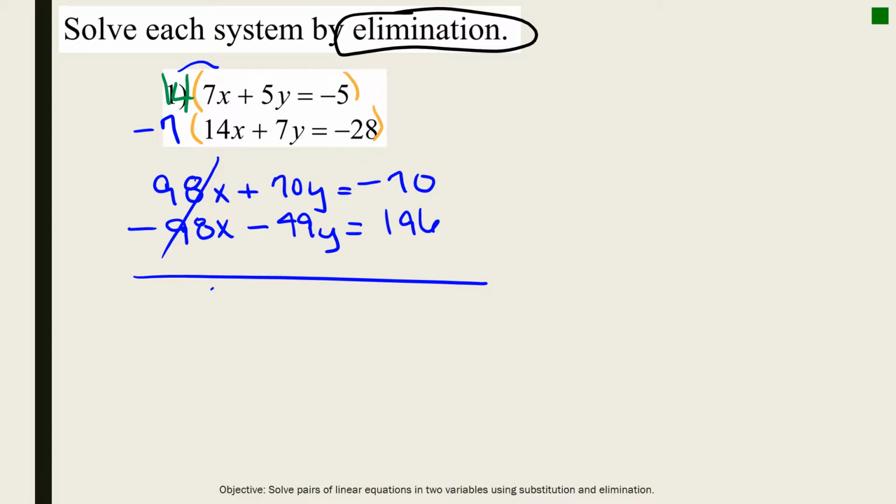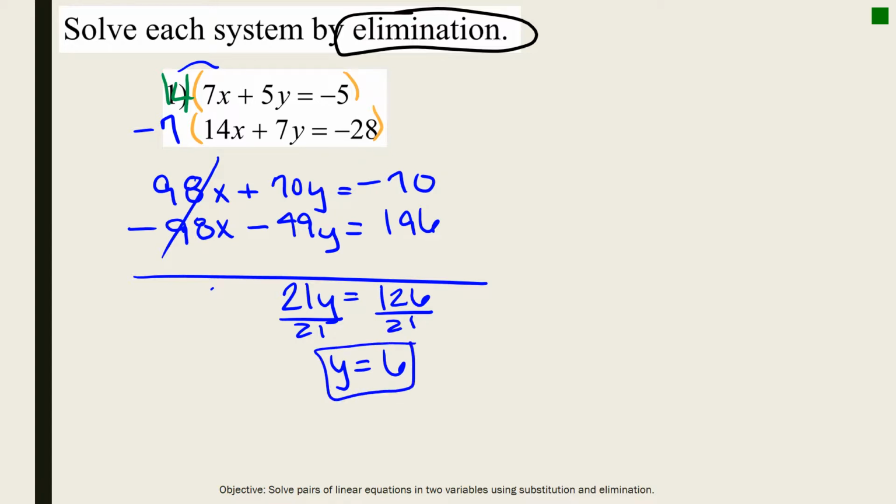70 minus 49 is 21y. And negative 196, oh my gosh, I'm pushing buttons, guys, I can't do it. And 70 gives me 126. I'm going to divide by 21. And y is going to equal 6. Now my advice to you is when you're doing this, watch your signs.